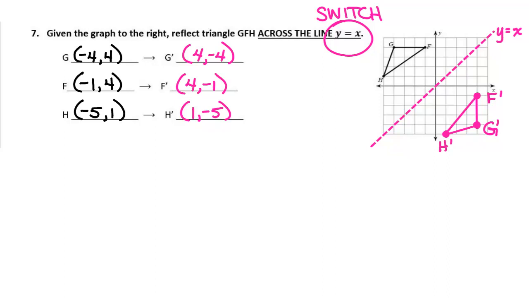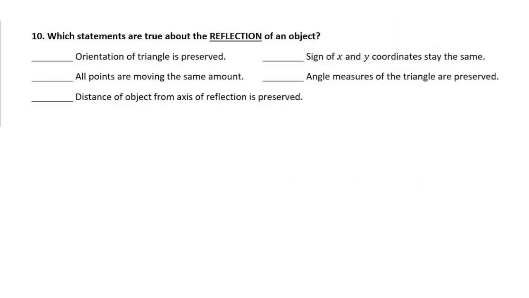Because of time, we're going to skip 8 and 9, but I do want to go down and look at number 10. And that'll finish us out for today. Which statements are true about the reflection of an object? Was my orientation preserved? Was my orientation preserved when I reflected?